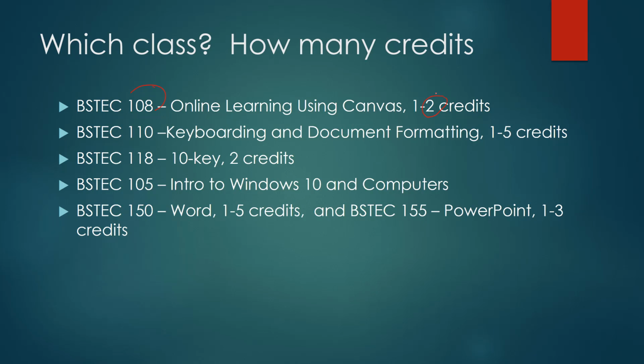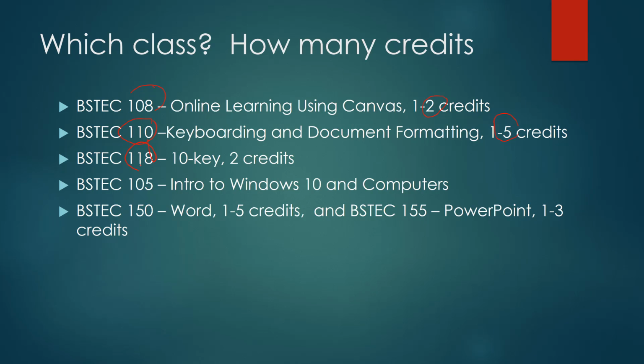BizTech 110 is a very useful class. This teaches beginning keyboarding and document formatting. This class is variable credit up to 5 credits. If you take the first 2 credits, the first 2 credits are focused on just beginning keyboarding. If you take all 5 credits, that is including keyboarding and document formatting, and you are required to purchase a book for this class.